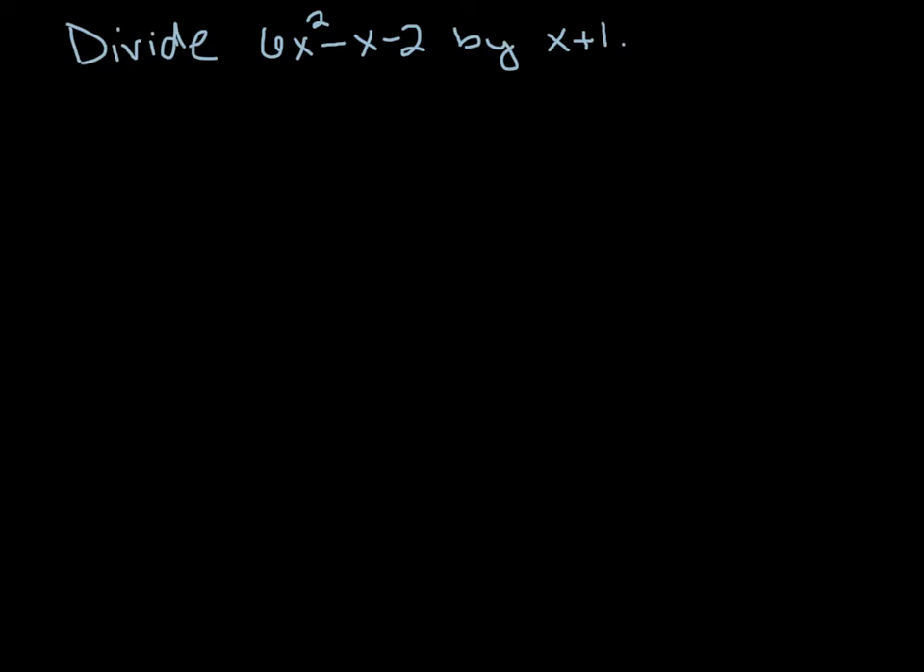Here the problem is not so straightforward. It just says divide 6x squared minus x minus 2 by x plus 1. So I'm going to set up my division bar right away. So we're dividing by x plus 1, so that's our divisor.